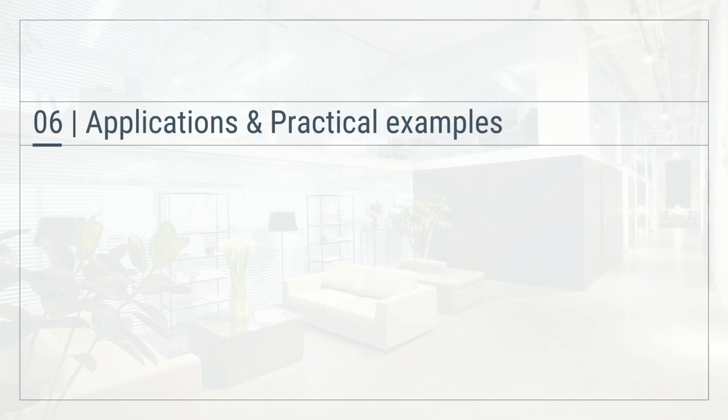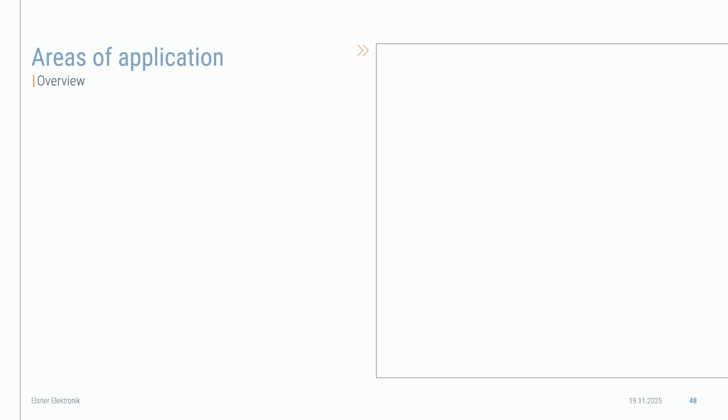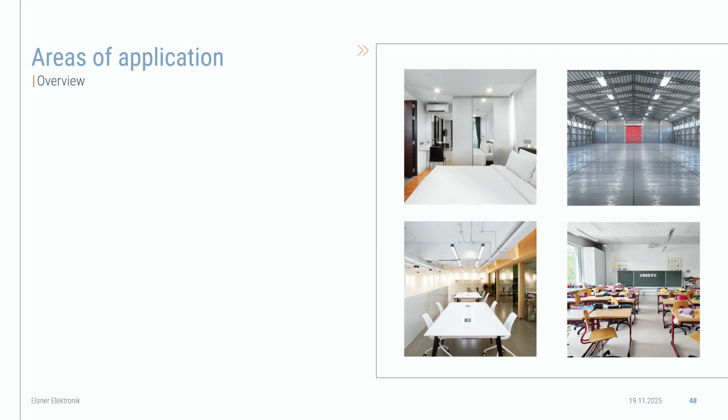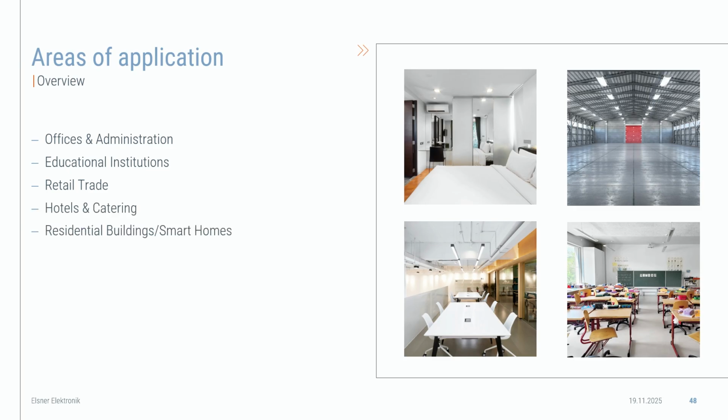So we will go through the applications and practical examples for the DALI system. As an example, we have office spaces, schools, and public institutions. In addition, retail, hotels and catering or restaurants, residential buildings, or so-called today the smart homes, as well as industries and production areas, and public buildings or outdoor areas. So it could be said that anywhere a lighting solution is needed, DALI is ready to provide it.